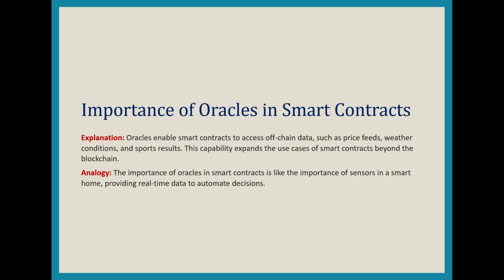An analogy we can use is that the importance of oracles in smart contracts is like the importance of sensors in a smart home, providing real-time data to automate decisions. If you have a smart device at your home, it uses real-time data such as the surrounding noise to make automatic decisions. Oracles are like sensors in that smart device, and basically what they do is provide real-time data, which helps in automating decisions.